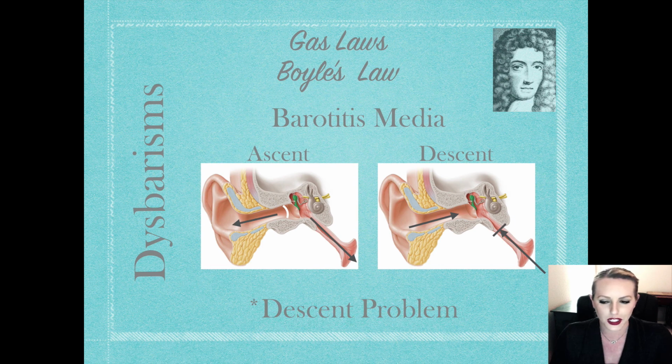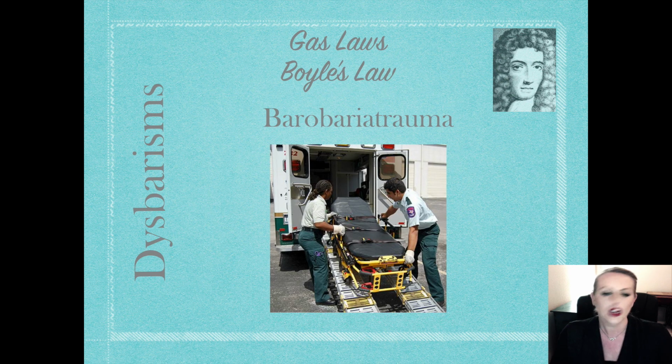Ascent we can clear just fine. Descent is when we're having our issues. And barodontalgia... barotrauma. So barotrauma is for your patients that have excess adipose tissue, and in that excess adipose tissue, you have nitrogen trapped in there. When we go up into atmosphere, that nitrogen expands and will go into our bloodstream, essentially causing the bends.